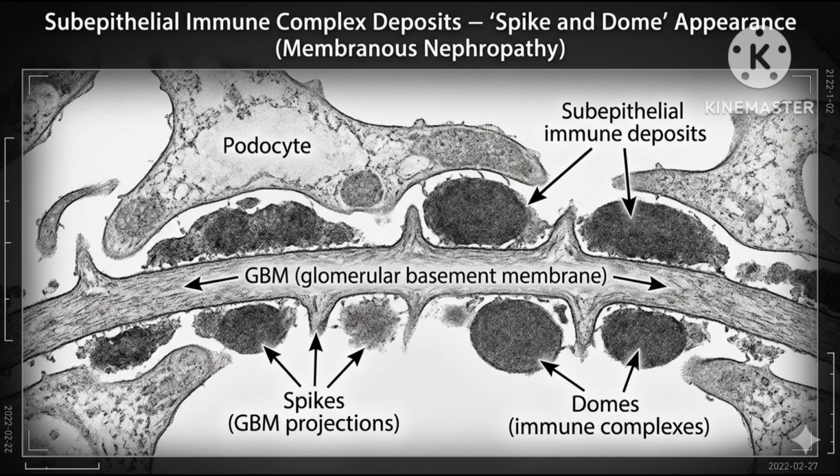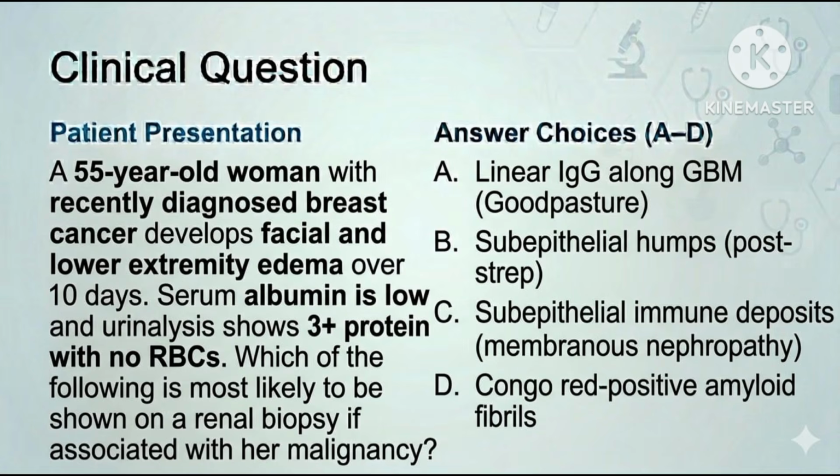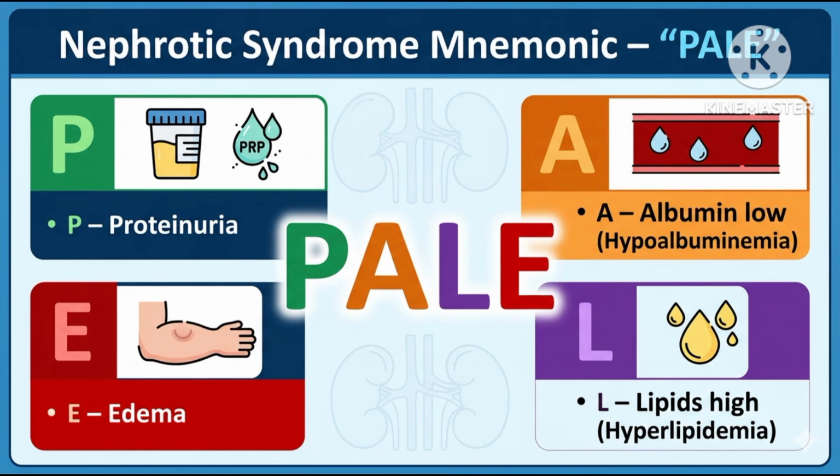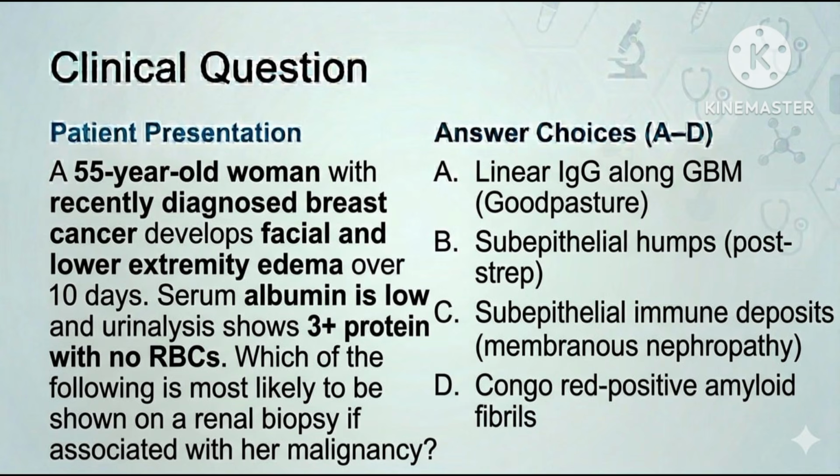I have already told you that if a patient with hepatitis B, C, or breast or pancreatic cancer presents with the features of nephrotic syndrome such as proteinuria, edema, low albumin, high cholesterol, that's membranous nephropathy, and biopsy will show thickened glomerular basement membrane with subepithelial spike and dome appearance.